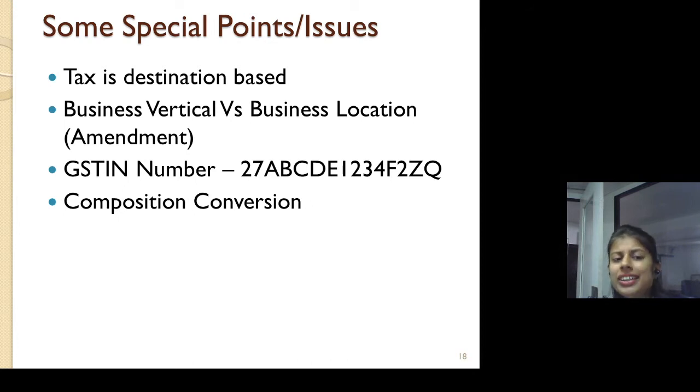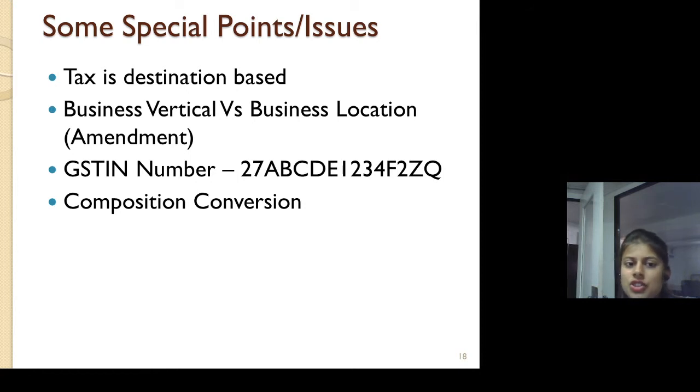Now what has this done? Earlier, if there were various verticals in one state, many registrations were possible. But now only one registration is possible per state. These are the business models.